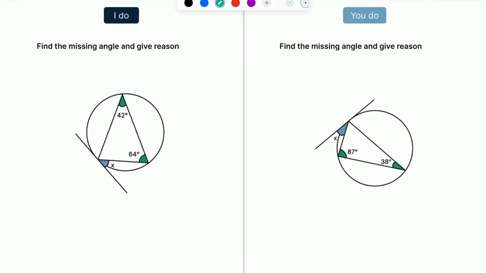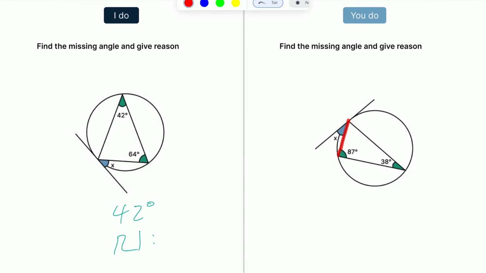Now moving on, all I've done is change the orientation here. And again, step 1 is to identify the chord. That's my chord there. As soon as you know where your chord is, what angle at the circumference is formed by the chord? Well, it's 42. So the answer here is 42. Remember to state your reason: alternate segment theorem. You can just get away with stating that.